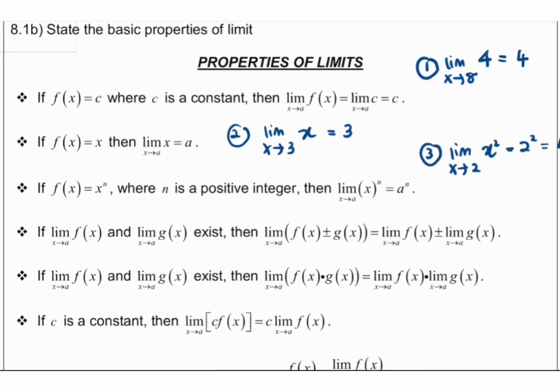Kemudian kita tengok properties yang keempat. Limit x approaching to a f(x) and limit g(x) as x approaching to a exist. Sekiranya mereka dua ni exist, jadi limit f(x) plus minus g(x), okay, kita nak tambahkan 2 f(x) tambah dengan g(x). So nak cari limit dia sebenarnya adalah limit f(x) tambah limit g(x).